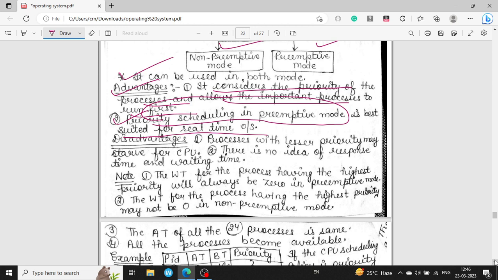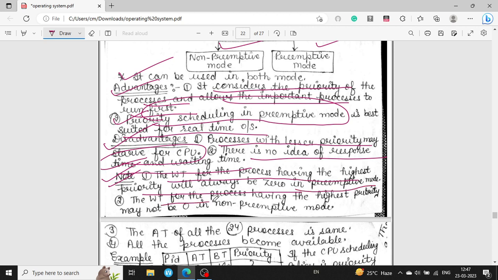There are some advantages, but with them there are some disadvantages. Processes with lesser priority may starve for CPU. There is no idea of response time and waiting time. And here are some notes. First, the waiting time for the process having the highest priority will always be 0. When we consider the highest priority, we will always take 0 as the highest priority in preemptive mode.